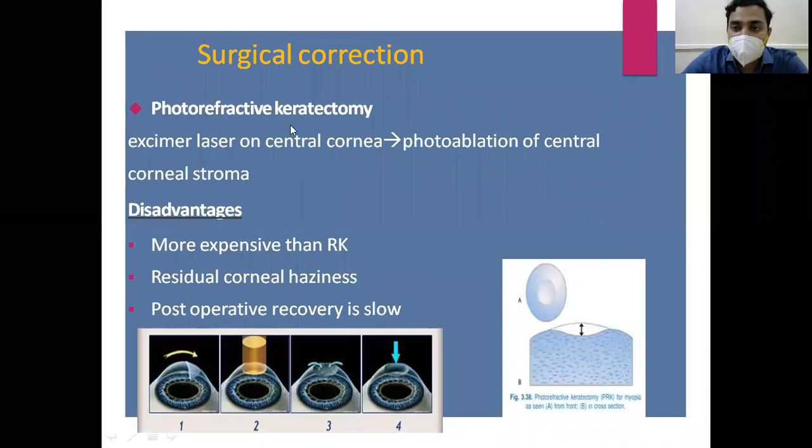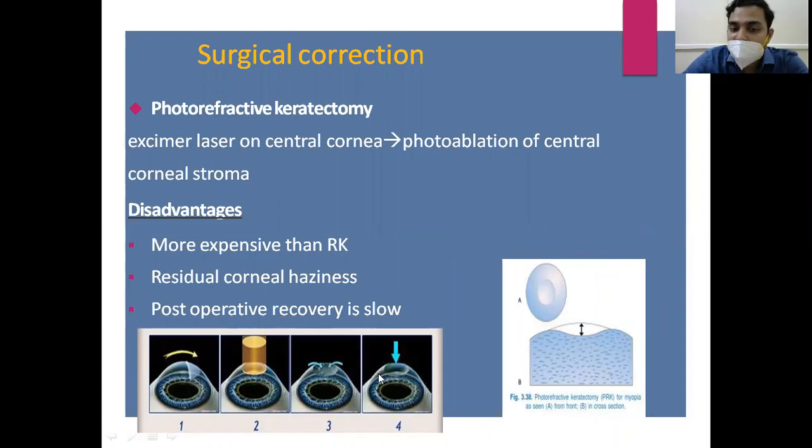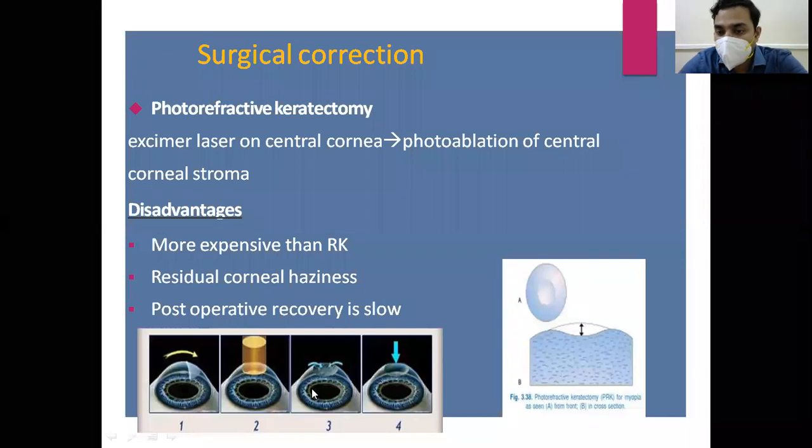Second one is photorefractive keratectomy. Here we scrape off the epithelium, and after removing the epithelium of the cornea, we expose the remaining part of the cornea to the excimer laser. With the help of the excimer laser, we reshape the cornea and thereby decrease the curvature of the cornea. So basically, we use excimer laser after removing the epithelium of the cornea.